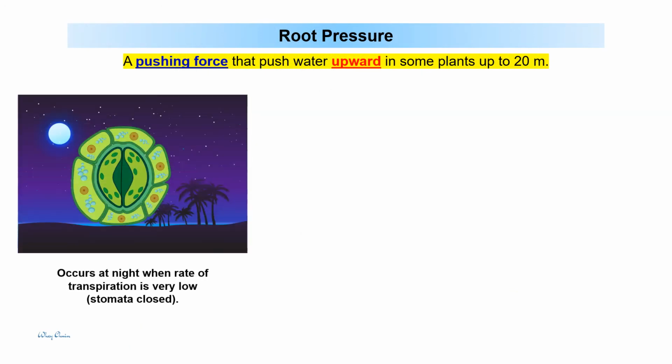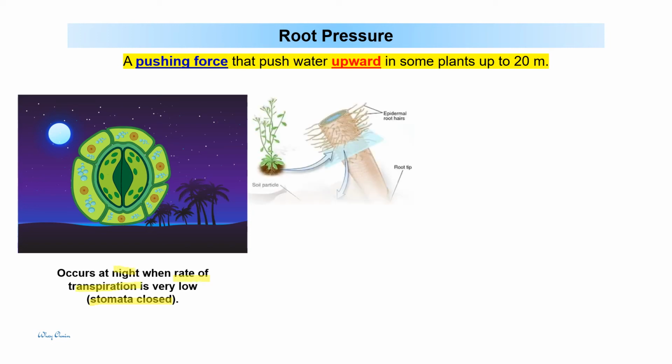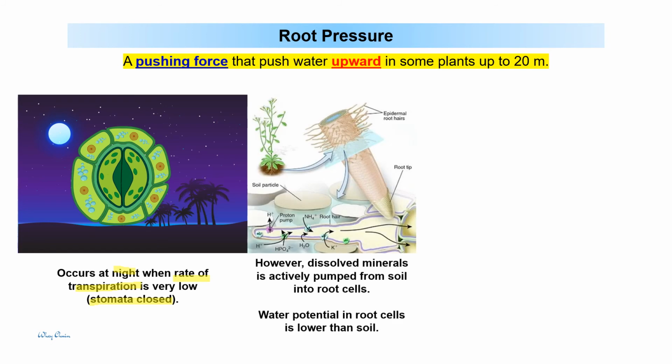In the previous topic, we have studied how the potassium ion mechanism can cause the closure of stomata during the night time, and this can decrease the rate of transpiration. However, the plant cells still actively pump the dissolved mineral ions into the root cell, which has high mineral ions in the cytoplasm of the root cell.